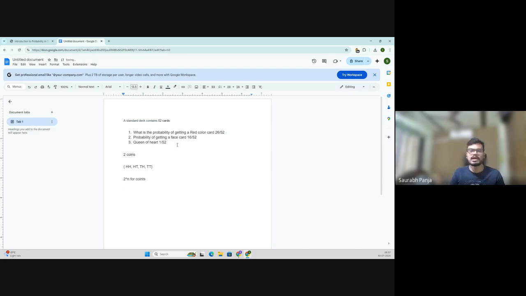Now, if you do it for cards, what would be the formula for that? Number of cards, which would be 52 raised to n, where n will be the number of cards. So whenever you want to find a sample space, this is a very simple formula. If there's one set of cards, you raise to one.